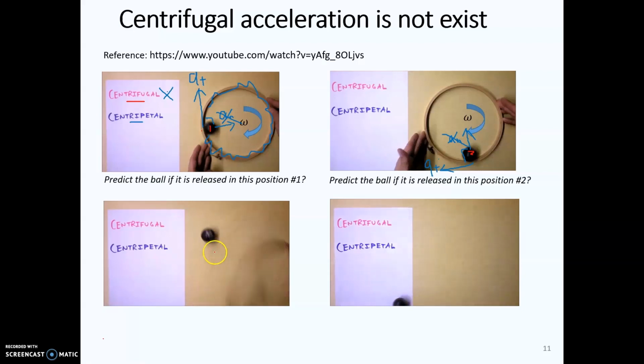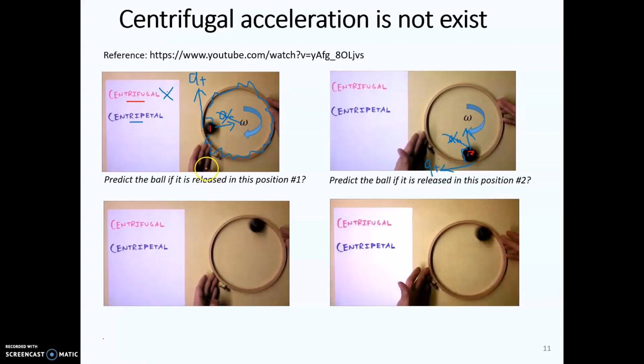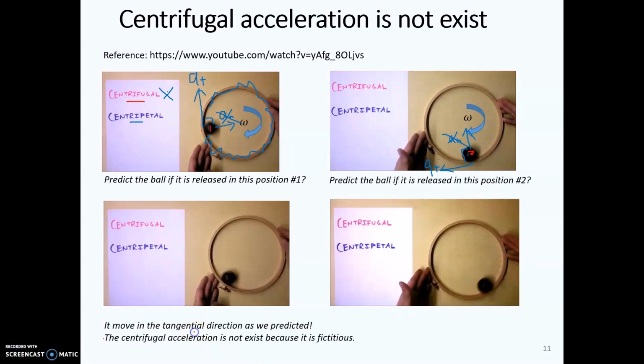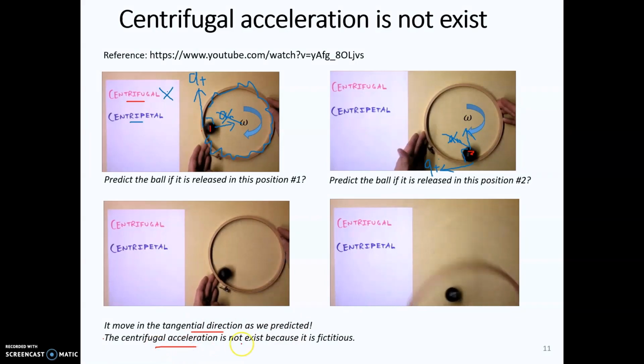So for the first case, when you release at this point, you can see it's moving in the tangential direction. So for the second case, it also follows the same. So the results show that it moved in the tangential direction as we predicted, and the centrifugal force does not exist because it is fictitious.